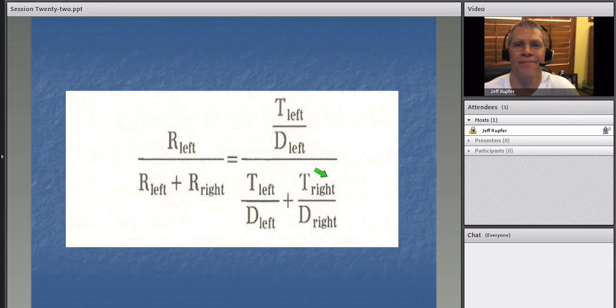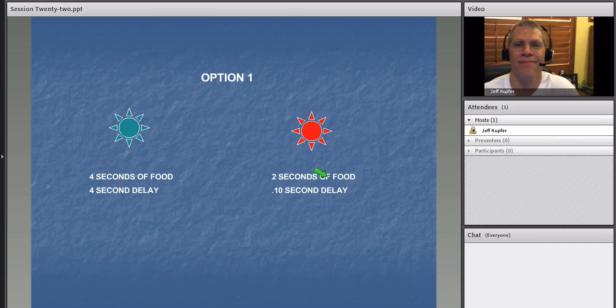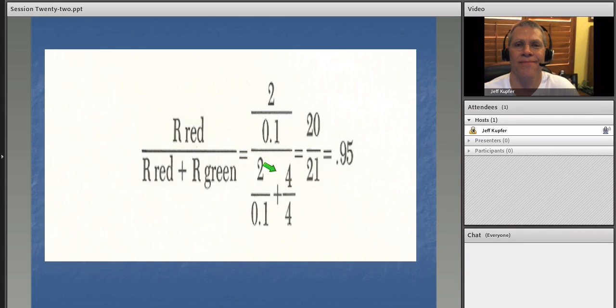that I showed you here, the pigeon will spend approximately 95% of its time responding on red, which means that they spend 5% of their time responding on green. And we could actually calculate out these outcomes, put the pigeon into the situation, and lo and behold, guess what they do? It comes really close to this.